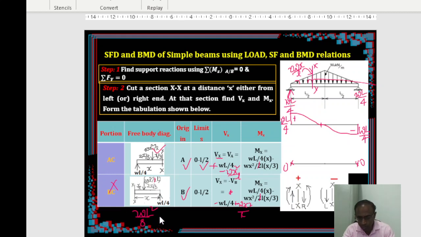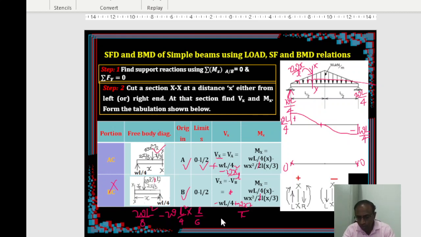Minus Wx square by L times x by 3. X square, right? That is L square by 4, because we are putting x equal to L by 2. So WL square by 4 into L by 6.